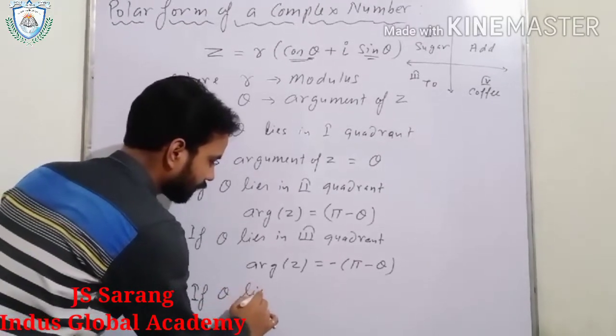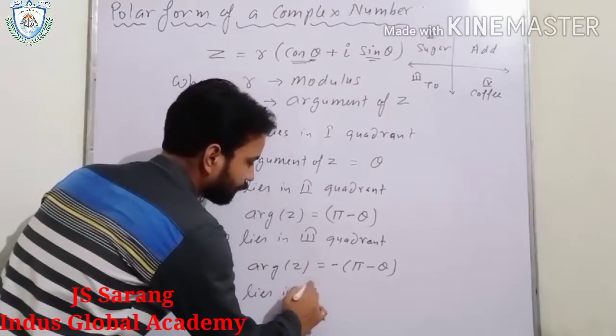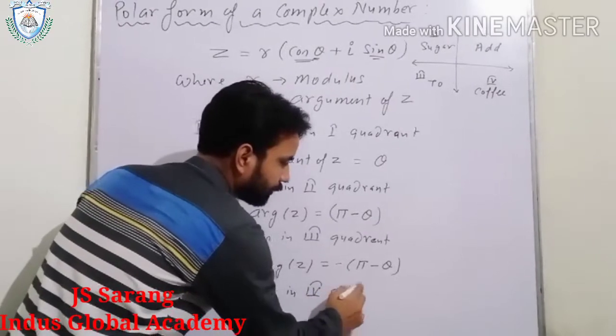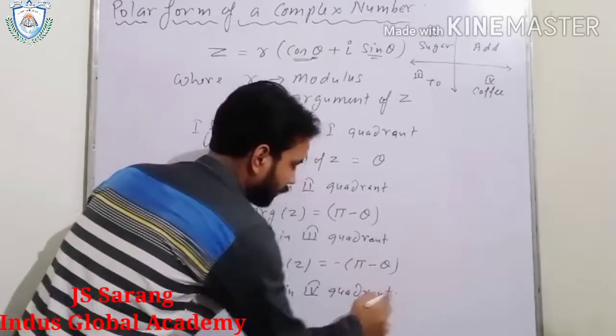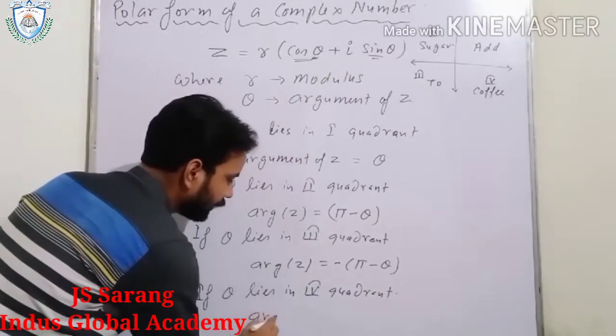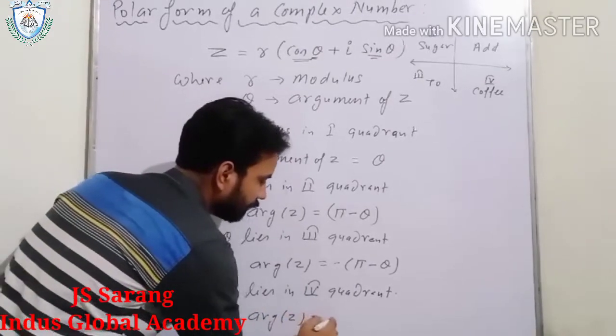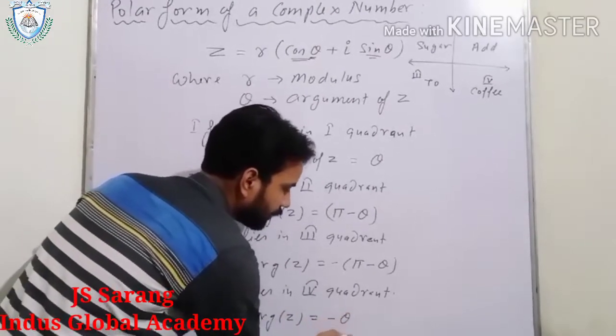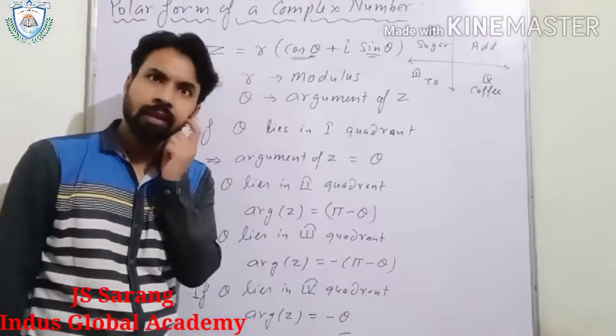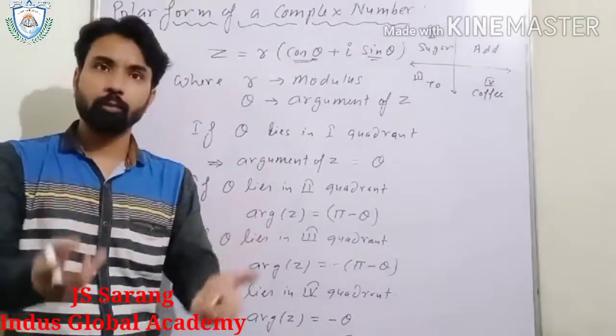And if theta lies in the fourth quadrant, then the argument of z will be minus theta. Clear? These 4 points you have to keep in your mind.